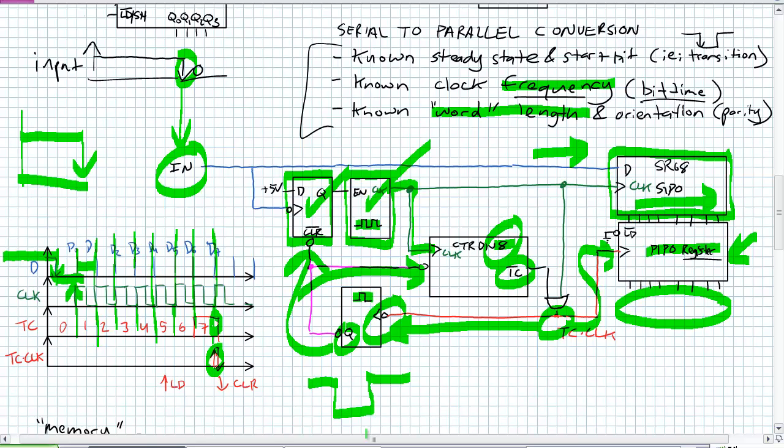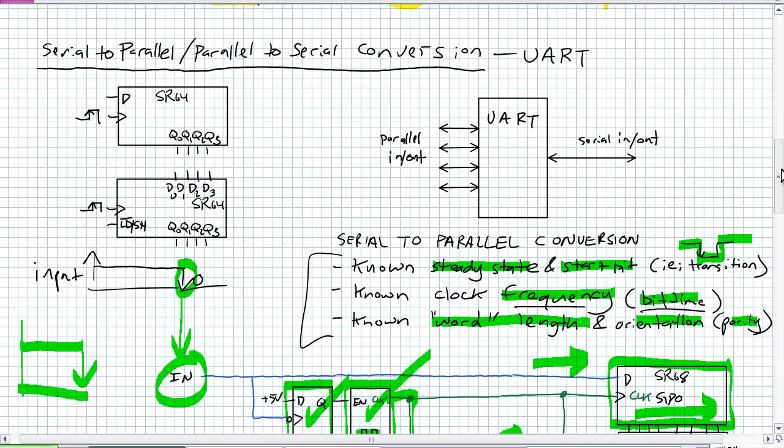Okay, here's the things I need to know. I need to have a known steady state and a start bit. We're looking for a certain transition. Got to have a known frequency, which, by the way, is tangentially generating the bit time. I've got to have a known word length and orientation, MSB or LSB, and any of the other things that come along with it. So let's go back to a serial to parallel and parallel to serial conversion.